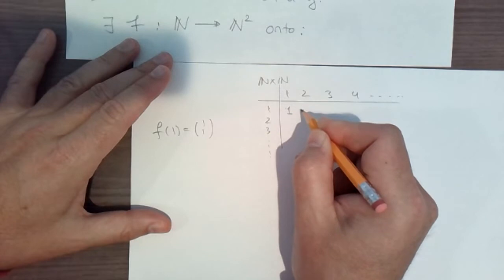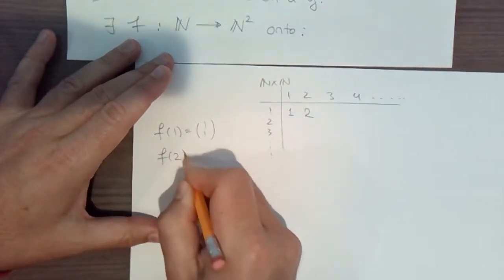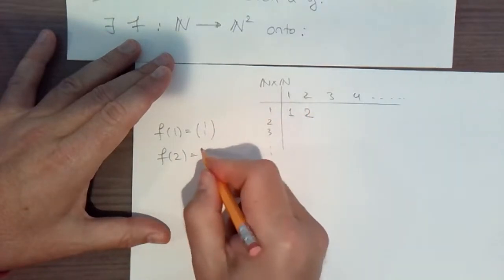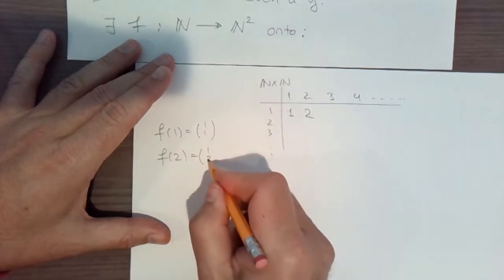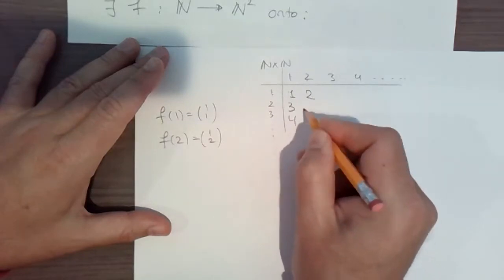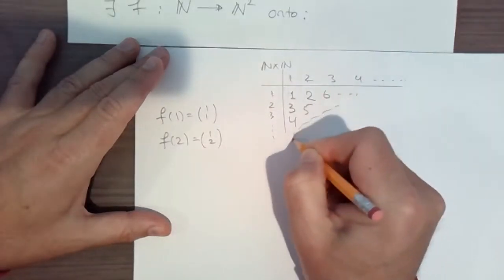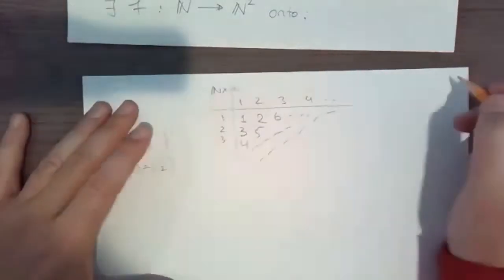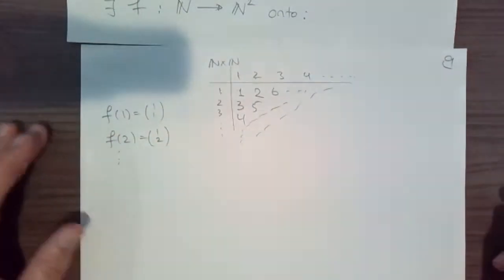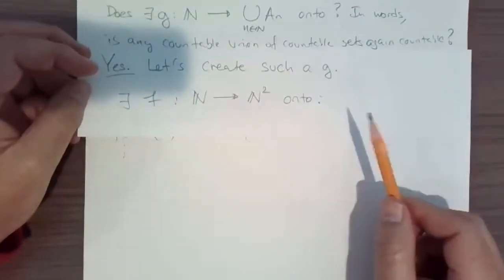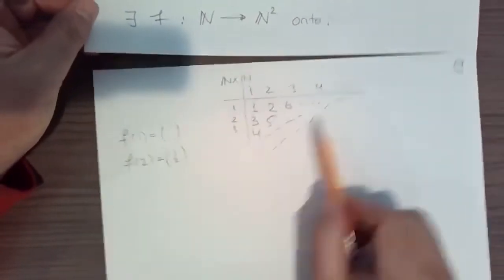So here I could put 1 in the corner, then I could put 2 here. So I have that f of 2 would be, normally take rows first, right? So it's 1 and then 2. And I could put 3 here, 4, 5, 6, and I could sneak around. We have seen this in class many times. So this I can do. I can find a function that goes from N into N squared, which is onto. And here's one way to create it.